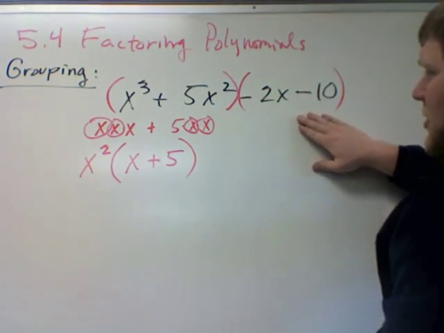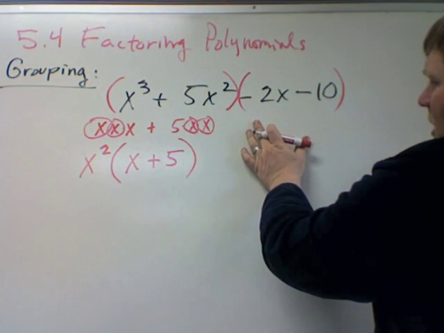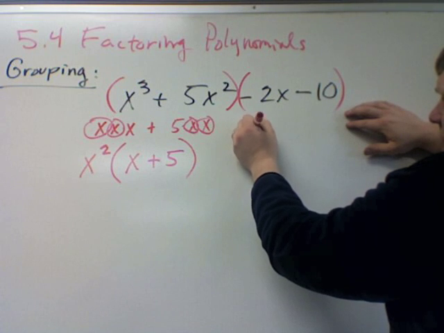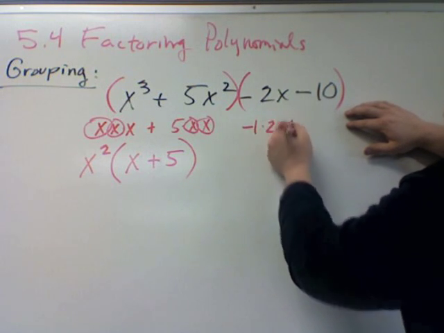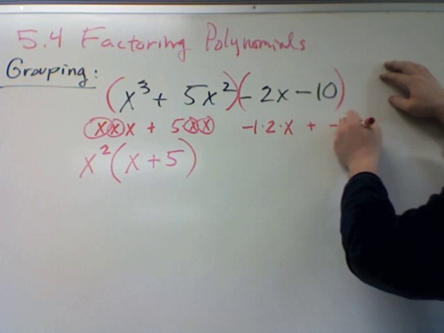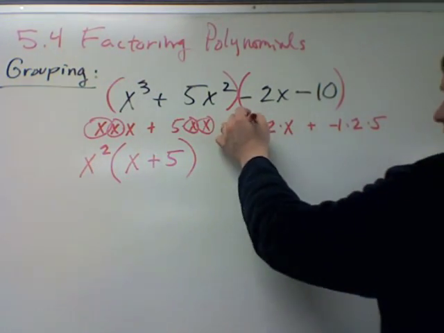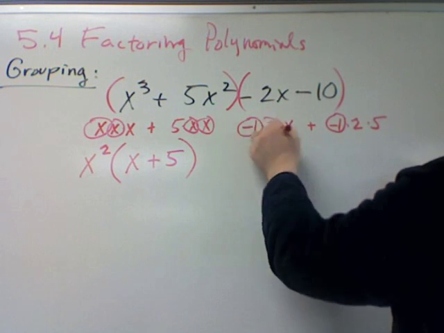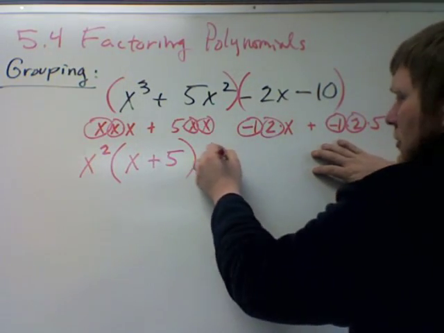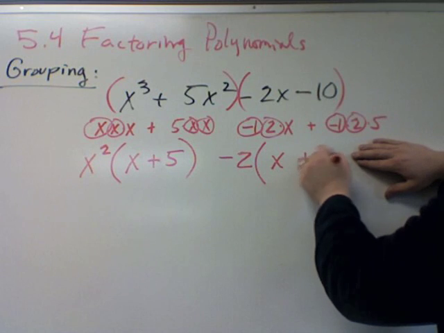Now I'm going to do this one. So now I ignore everything over here, and I do this one. I can prime factor this as, I suppose, negative 1 times 2 times x plus negative 1 times 2 times 5. Now I can circle the negative 1 and the 2. So notice I can factor out a negative 2. And then inside, what's not circled is x plus 5.